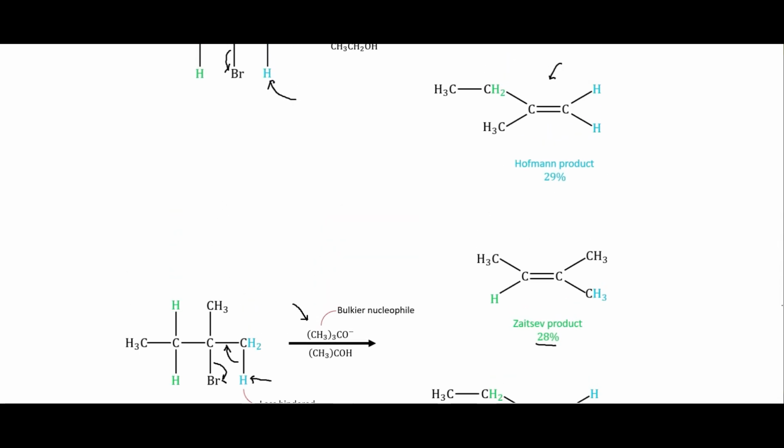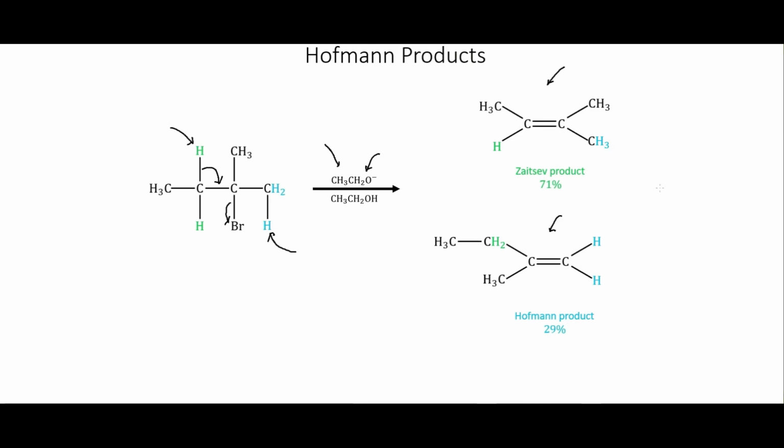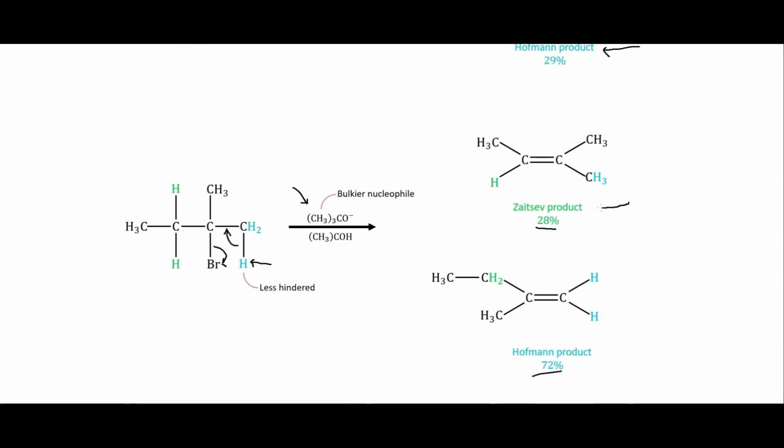Again, the thing to notice is in both cases we're getting a mixture of both of them. So we're getting 71% Zaitsev here and 29% Hofmann here. Down here, we're getting 28% Zaitsev and 72% Hofmann.